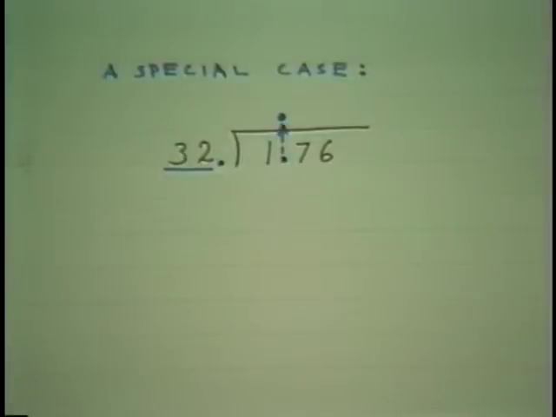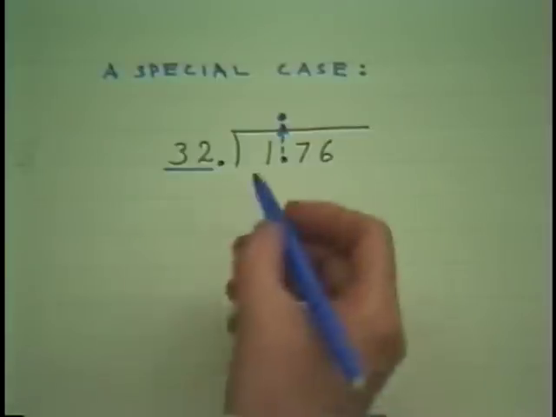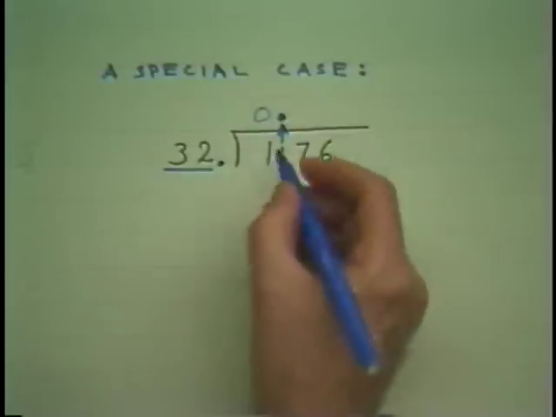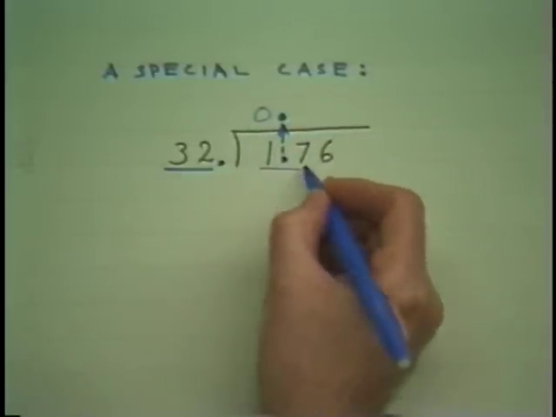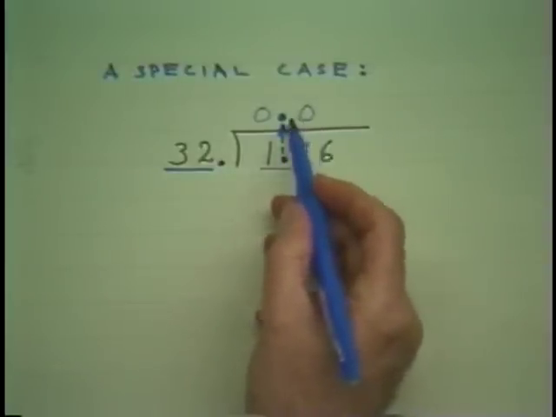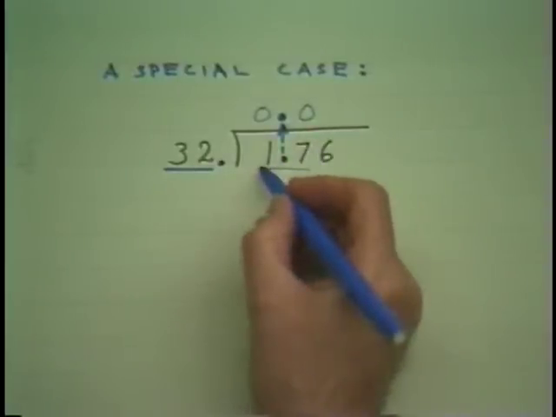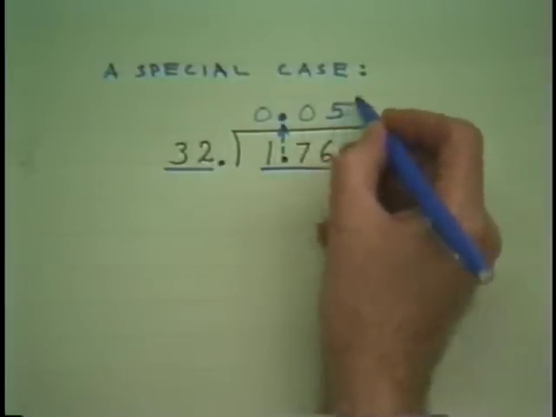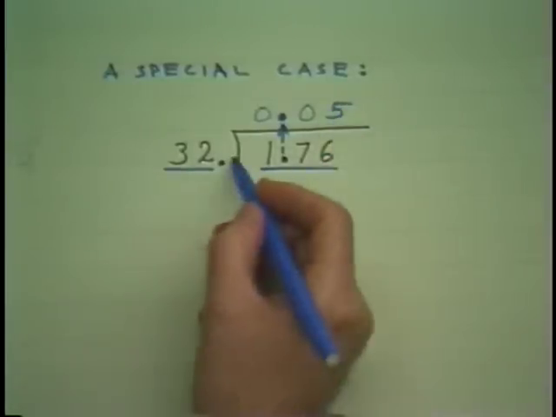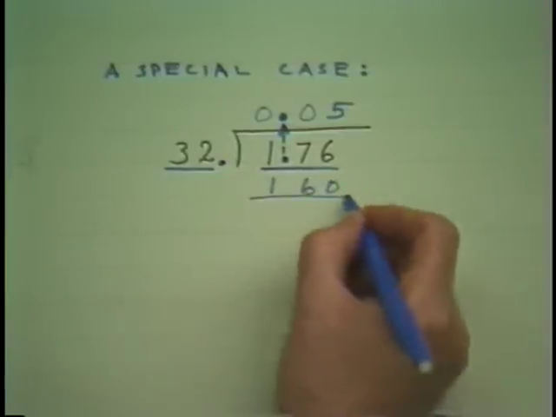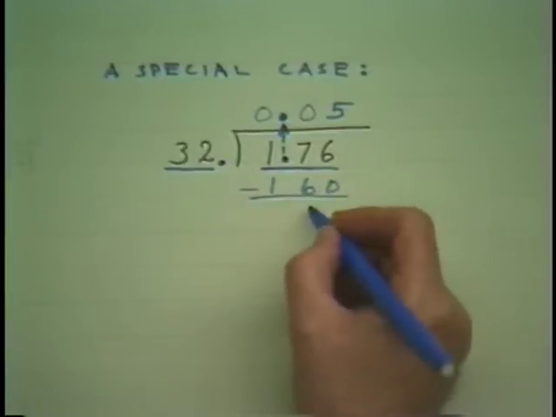Now placement here is very important. 32 goes into 1 0 times. 32 goes into 17 0 times. And those zeros, particularly this one, are all important. Then 32 goes into 176 about 5 times. 5 times 32 is 160. Subtract, we get 16.